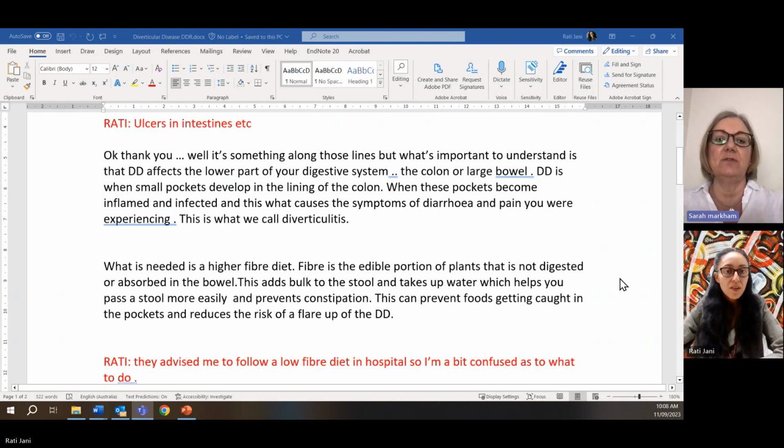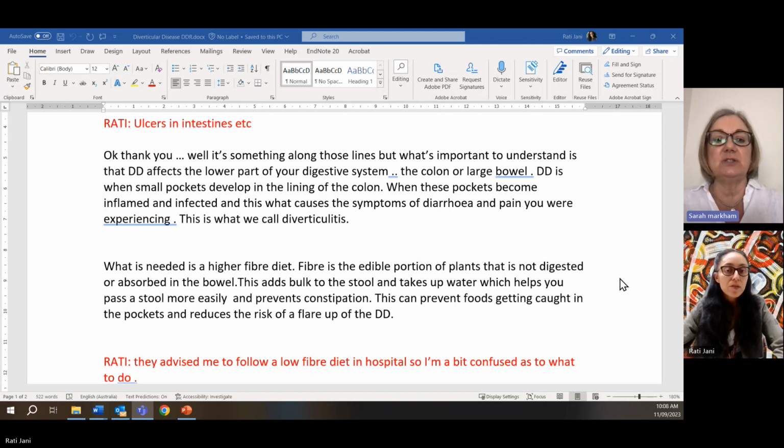Well, it is something along those lines, but what's important to understand about diverticular disease is that it affects the lower part of your digestive system, the part that we know as the colon or the large bowel. Diverticular disease is when small pockets develop in the lining of your colon. And when these pockets become inflamed and infected, this is what causes those uncomfortable symptoms of diarrhea and pain that you've been experiencing. And that inflammation is actually what we call diverticulitis.